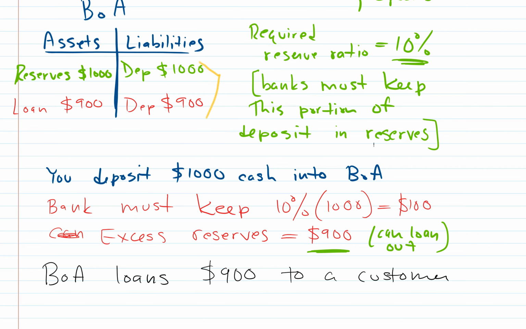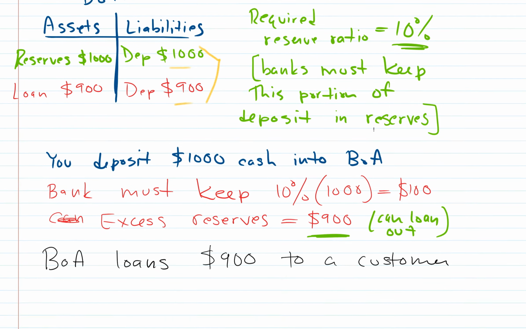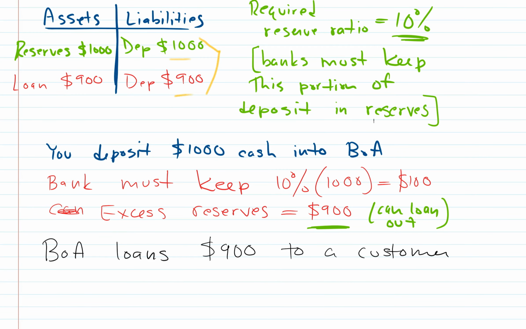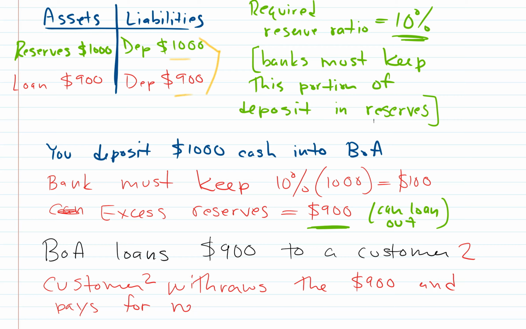So this is now bigger. We have this and this. So our original $1,000 deposit has been multiplied a little bit. Okay, so let's continue this on. Let's go to the next step. So the next step is, well, the customer withdraws to customer 2. Okay, customer 2 withdraws the $900 and pays for a new kayak.